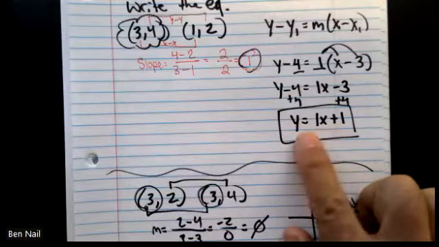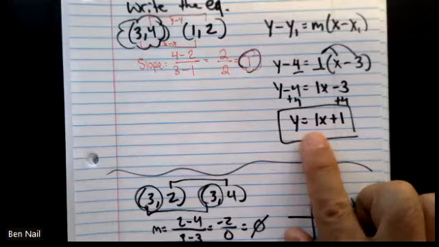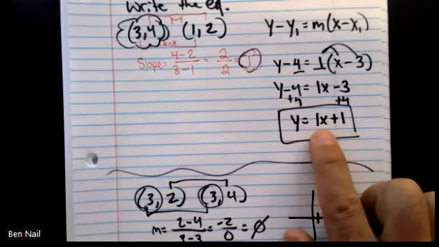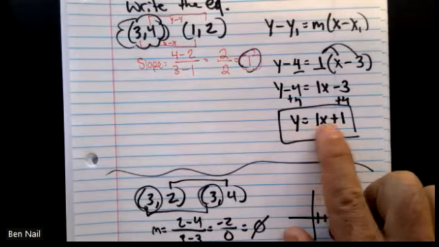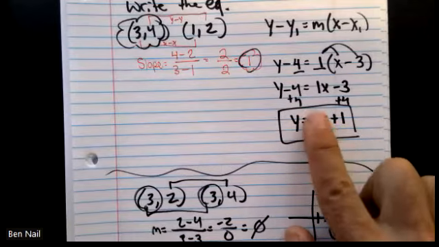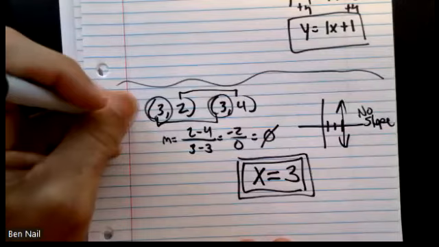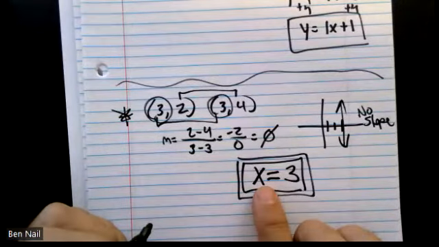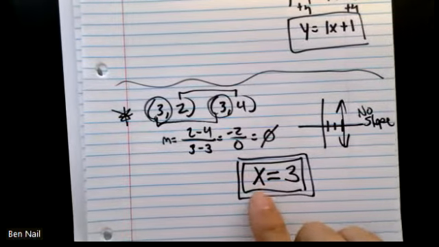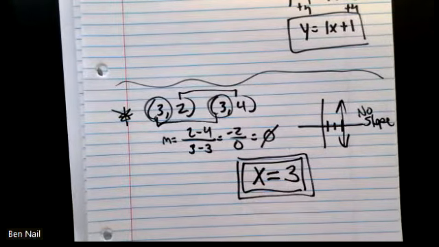Every other equation will fall into this slope-intercept form, or you're going to get y equals mx plus b. Even if your slope is 0, okay, it's just y equals 0x plus whatever, and 0x's would be gone. Okay, so the only time you don't have a slope-intercept form is in a vertical x equals situation.